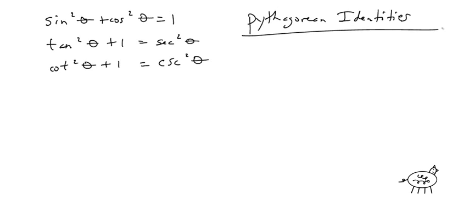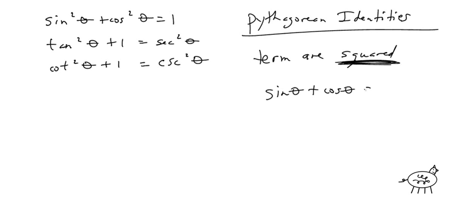A couple things I want to mention here. First of all, notice these terms are squared. That's huge. So please don't tell me sine of theta plus cosine of theta equals 1. Boo, does not equal. All those terms have to be squared. There are a lot of goofy ways to remember this. This one you just kind of know: sine squared plus cosine squared equals 1.